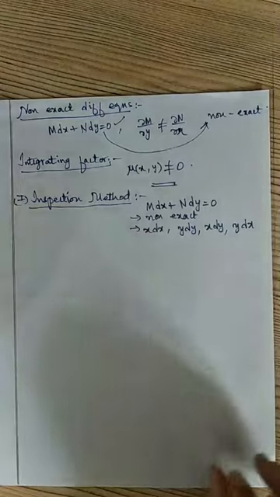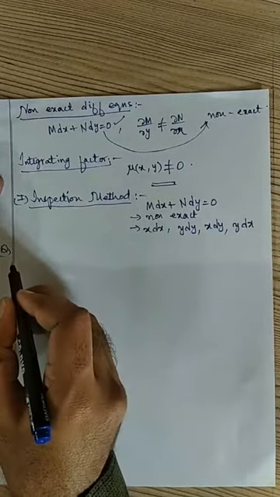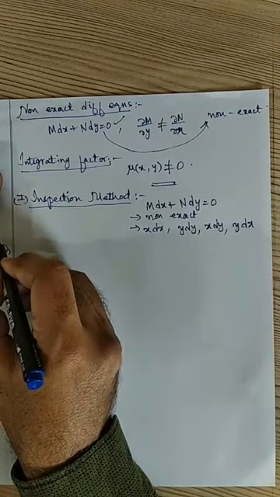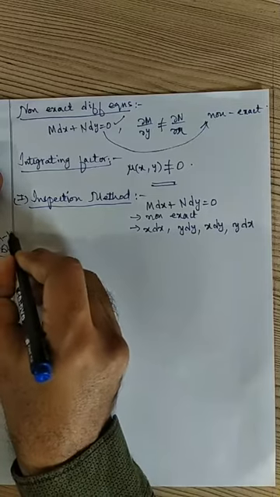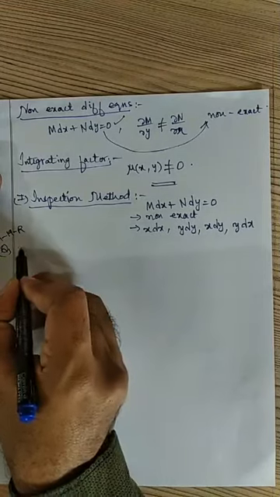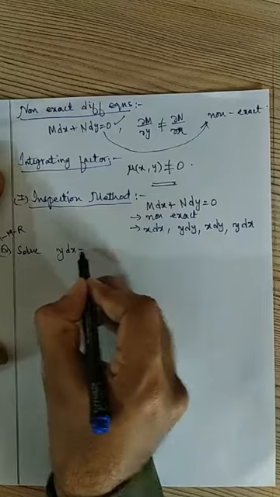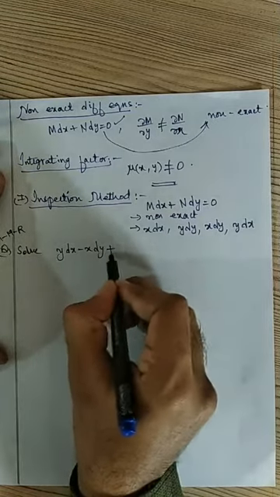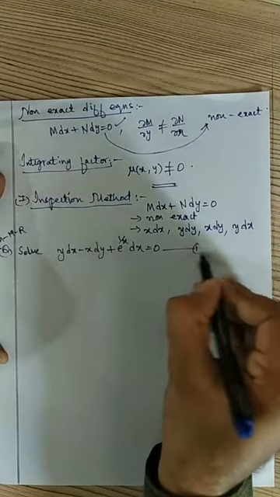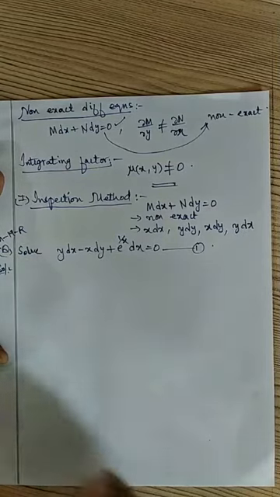What are we supposed to do? A problem which was asked in, I think, May 19 regular, means last year regular exam. This question was asked last year. Solve: the equation given is y dx minus x dy plus e power 1 by x dx equal to 0. Consider this equation as 1. We have to solve this differential equation, right?